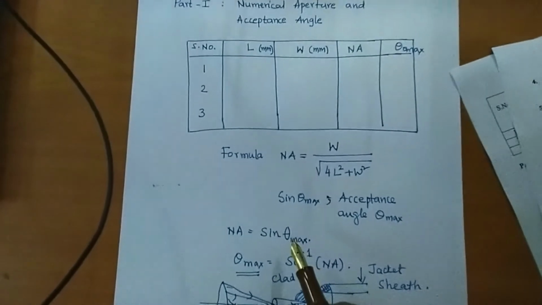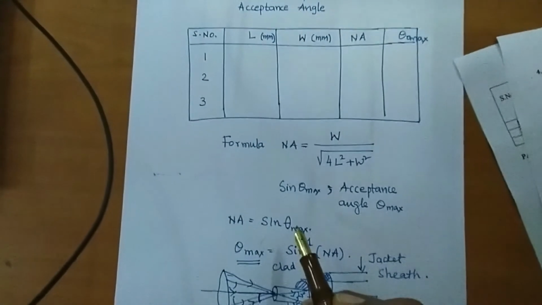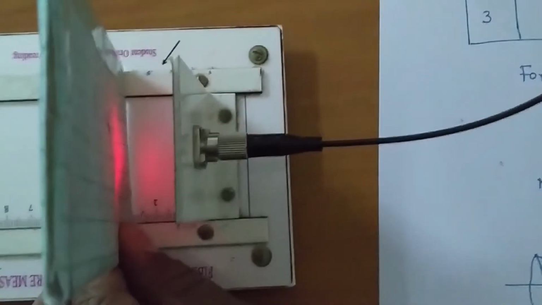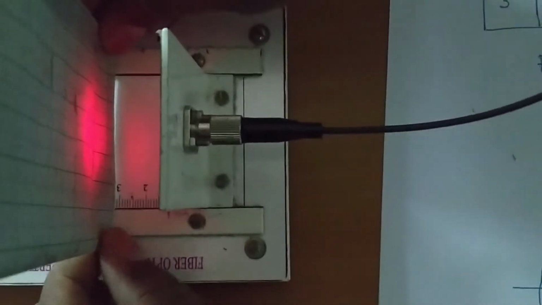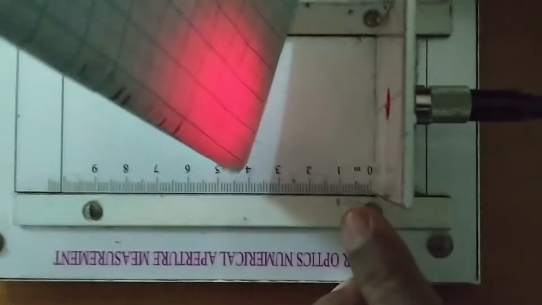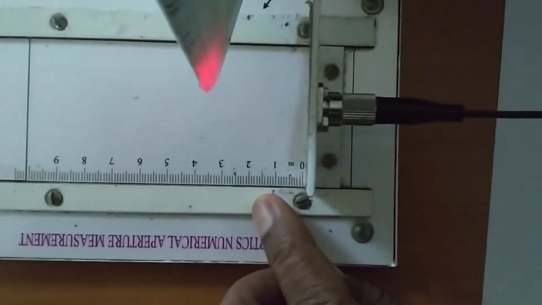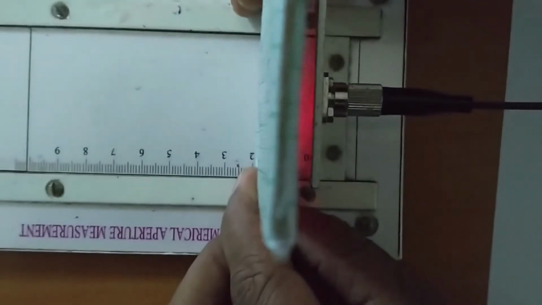Now I will show you how to do the experiment and how to record the values. I am taking the first reading. Keep the screen containing the graph paper at 15 centimeters. This is 15 mm. This is 1 centimeter. This is 1.5 centimeter, which means this is 15 mm. I keep this here at 15 mm.